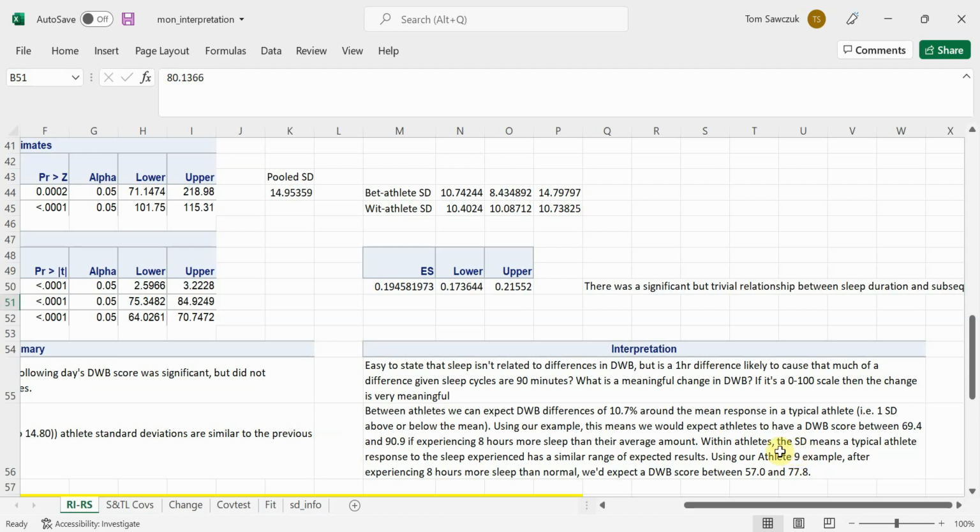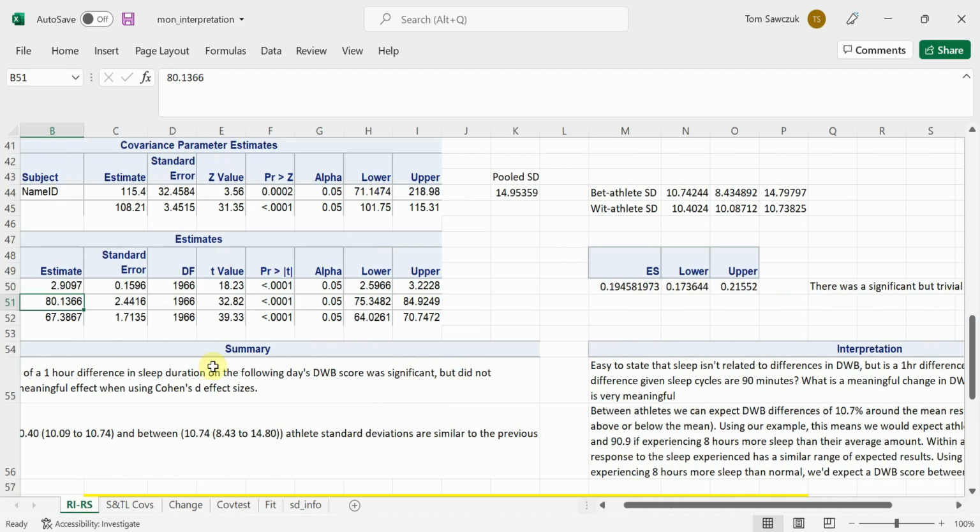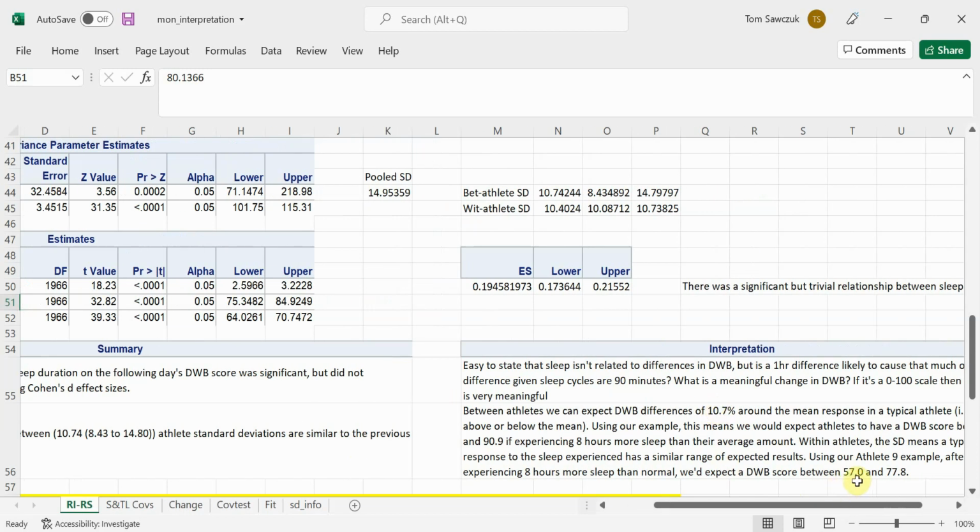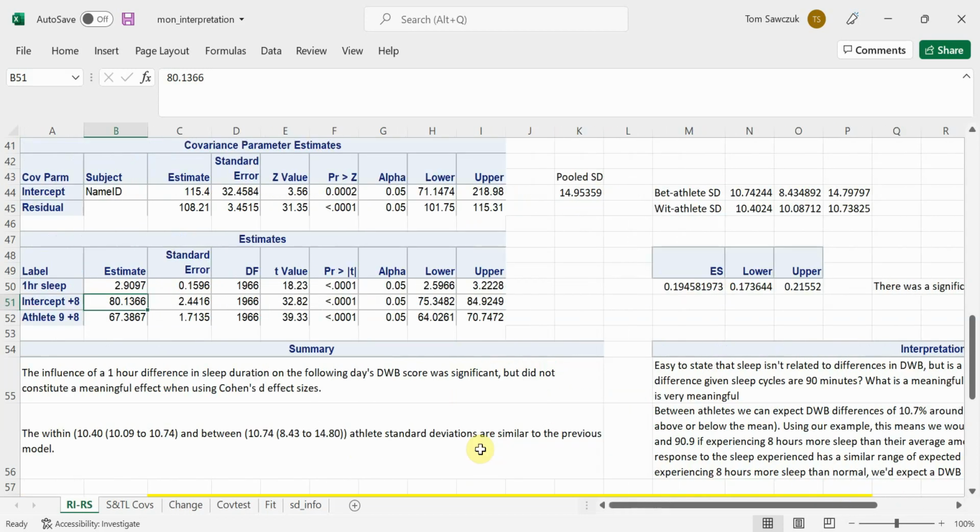Within athletes, the typical response to sleep has a similar range of expected results, i.e. it's 10.4 either side as opposed to 10.74. Which means that for athlete 9, if they've had 8 hours more sleep than normal, we would expect a daily wellbeing score between 57.0 and 77.8. And again, that is just this number plus this number, and then the same number minus that 10.4. And again, it gives a range of responses we expect without actually calculating every single thing that happens.